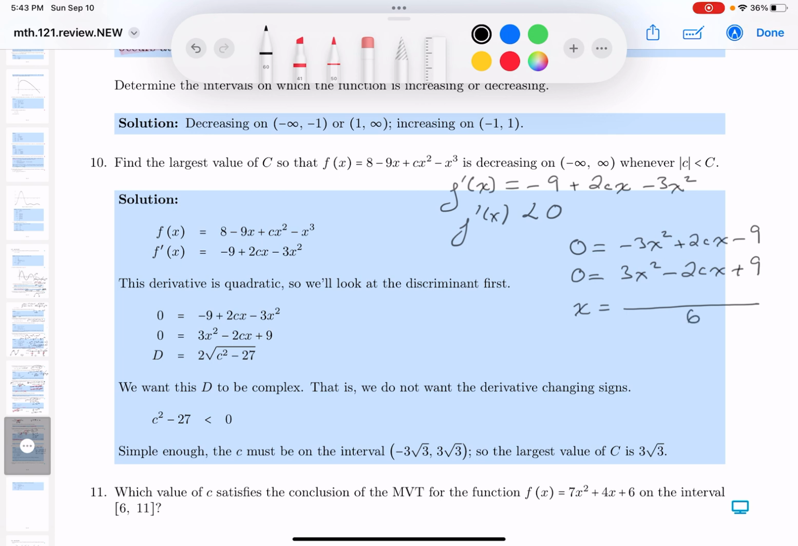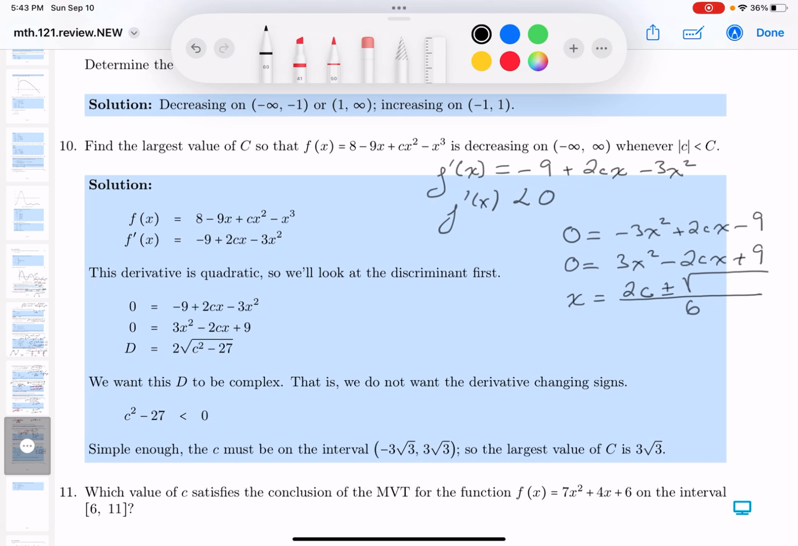And then you're going to get the, let's see, the opposite of the b. That's going to be 2c. All right, I'll write that down. Minus, I'm sorry, plus or minus, what am I saying? The b squared, that's 4c squared, minus 4 times the a, that's the 3, and then the c.